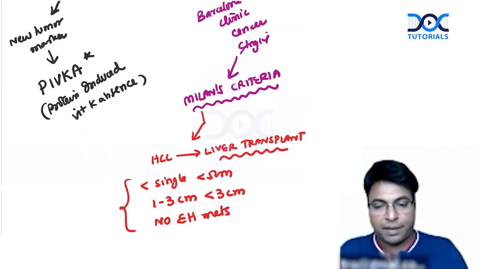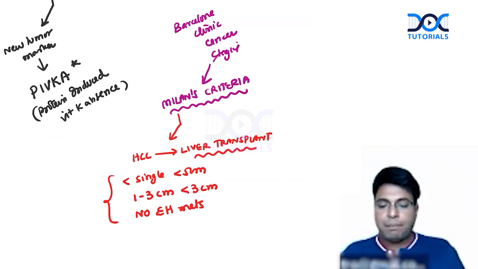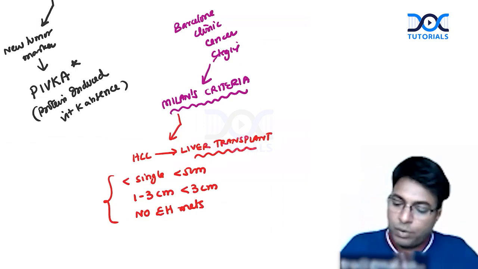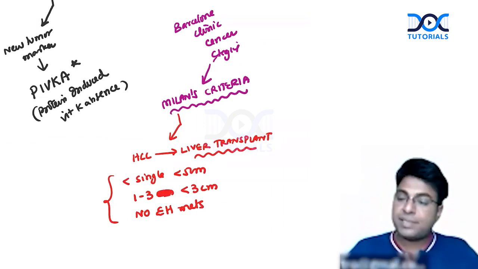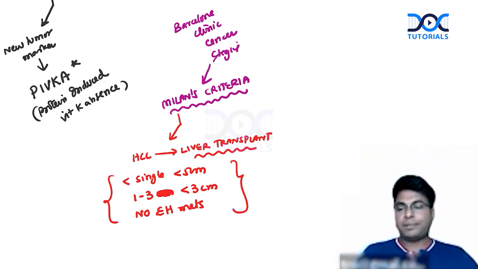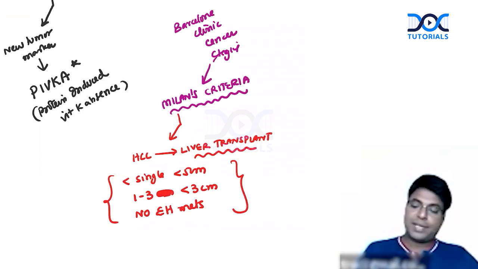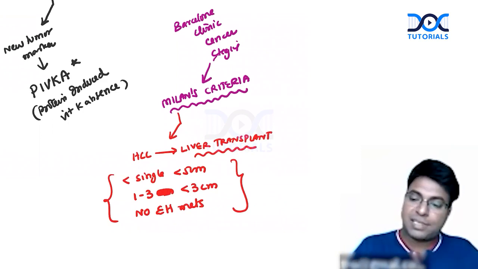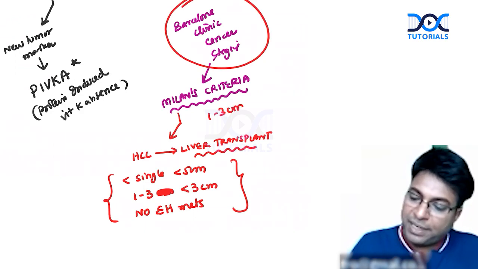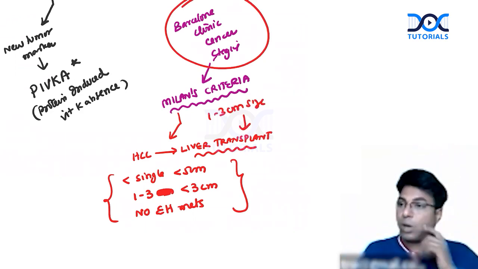Please don't forget this criteria. What does Milan criteria mean? Milan criteria says if there is a single tumor less than 5 centimeter or 1 to 3 tumors all less than 3 centimeters and no extrahepatic mets, I can do a transplant as per Milan criteria. In the Barcelona Clinic Liver Cancer staging, for tumors 1 to 3 centimeter size, they advise transplant also.